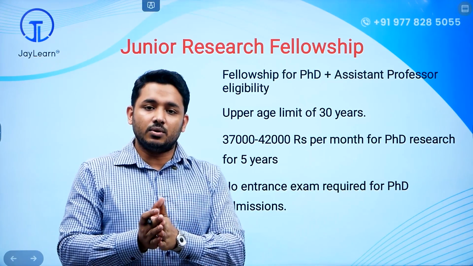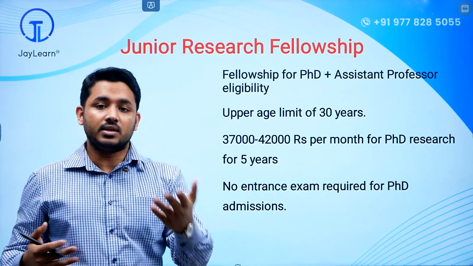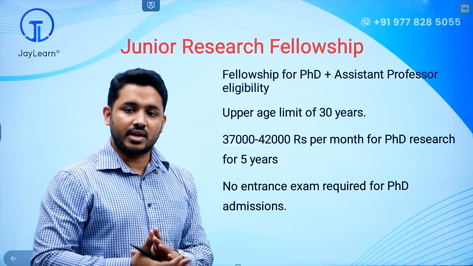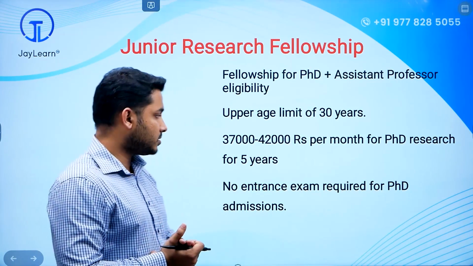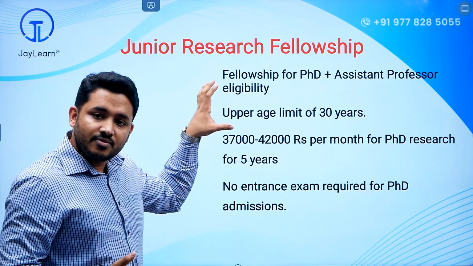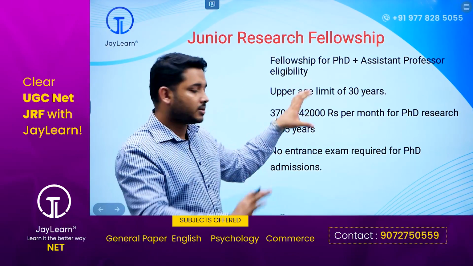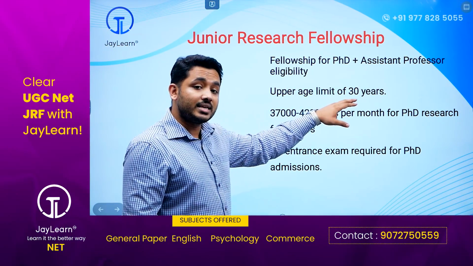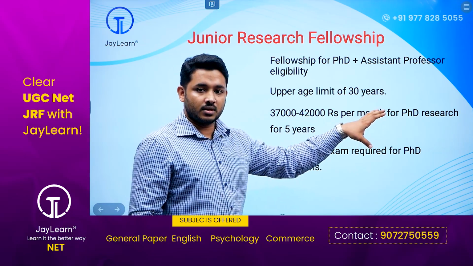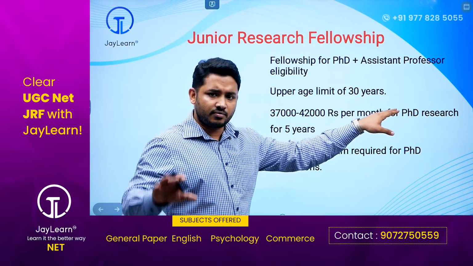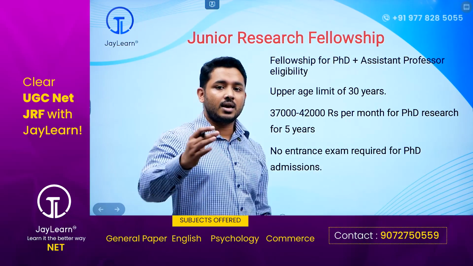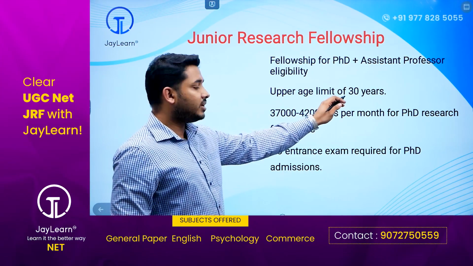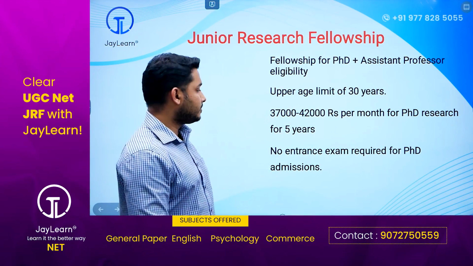So PhD, as we know, is something that takes 5 years. On an average, it takes 4 to 5 years. So you'll get fellowship for all those years. There is an upper age limit, however, of 30 years. And I think it's 35 for females. Yes, it is 35 for females and other categories. So 30 years for a general male.